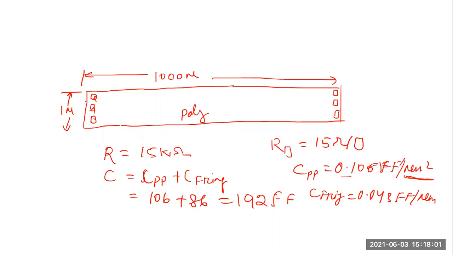So W is 1 here. L is equal to 1000. Yes, sir, I got that. Yes, sir, got it.